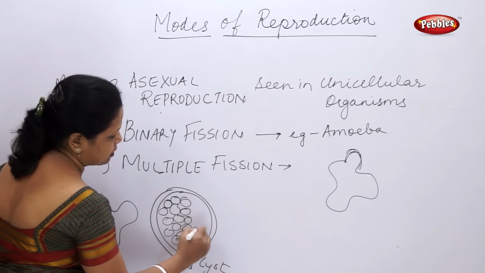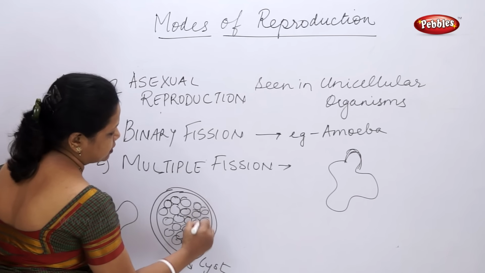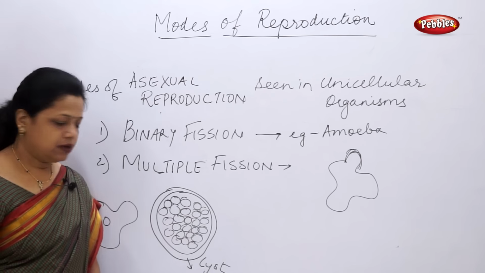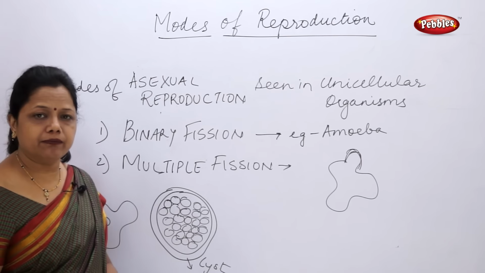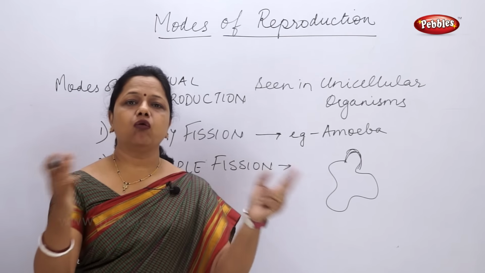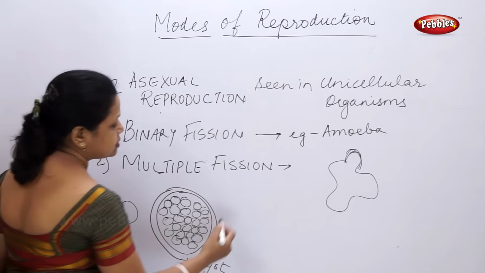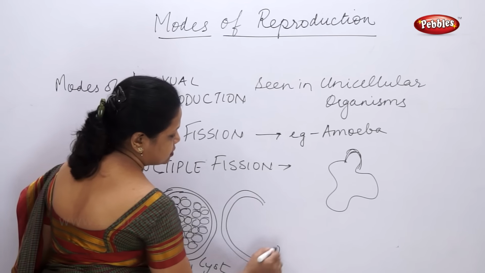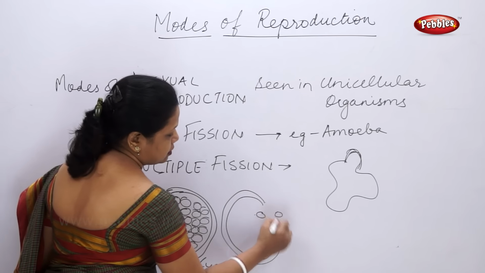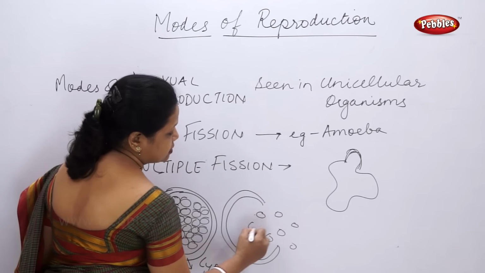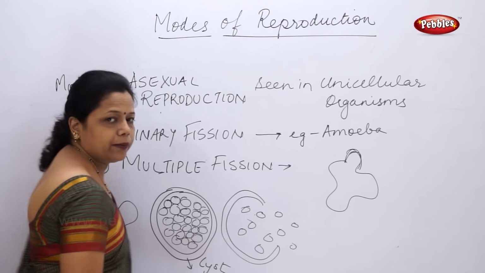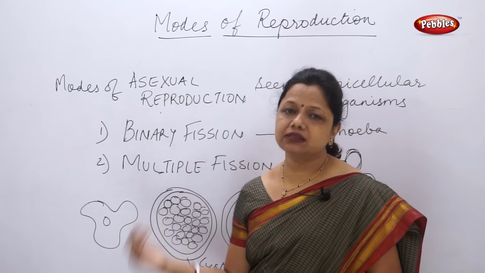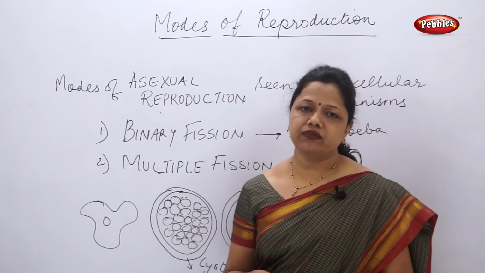Continuous division takes place and a number of amoebas are formed inside, and they are protected by the cyst which is already formed. Now when the favorable conditions come, at that time the cyst opens or ruptures, and when the cyst ruptures, the amoeba comes out. It is released into the environment, and this type of fission happening inside the cyst is called multiple fission.